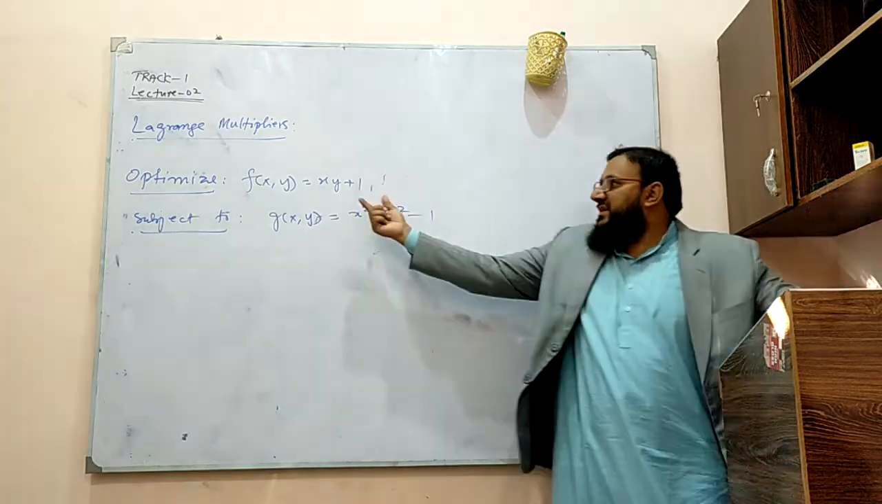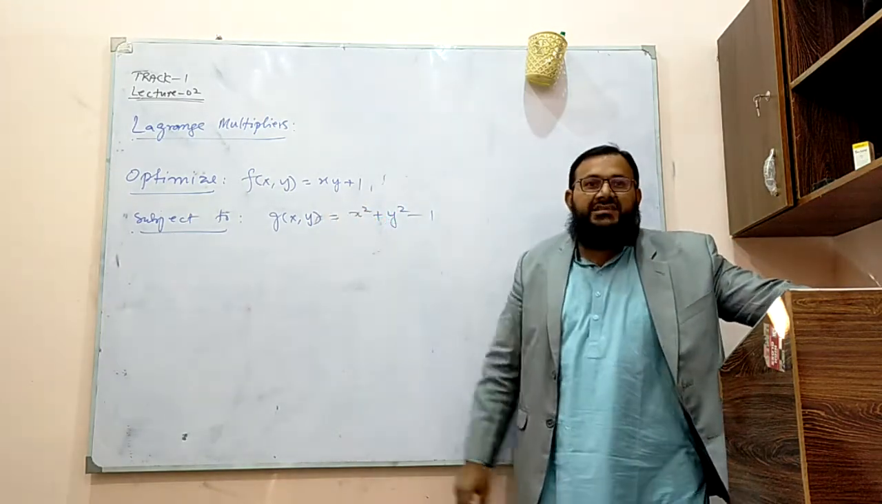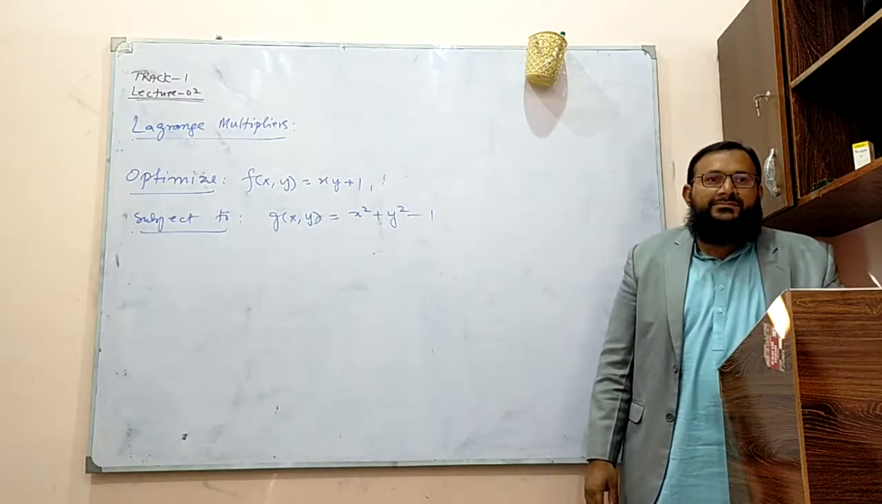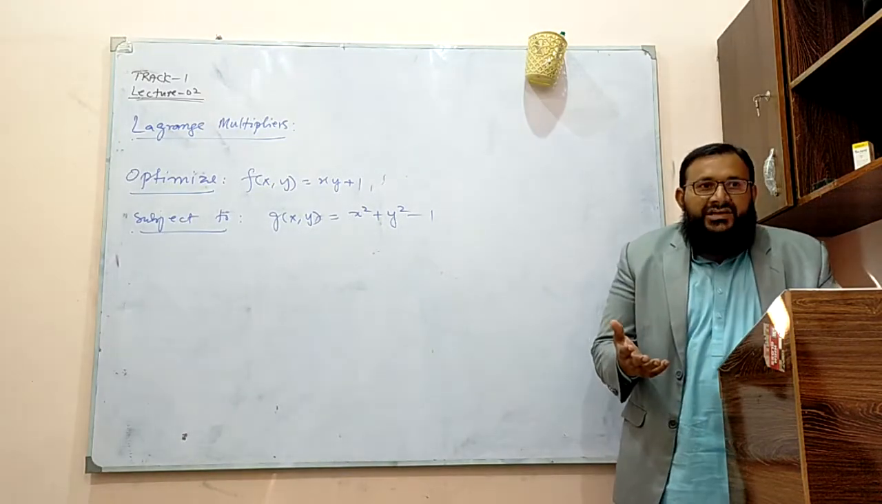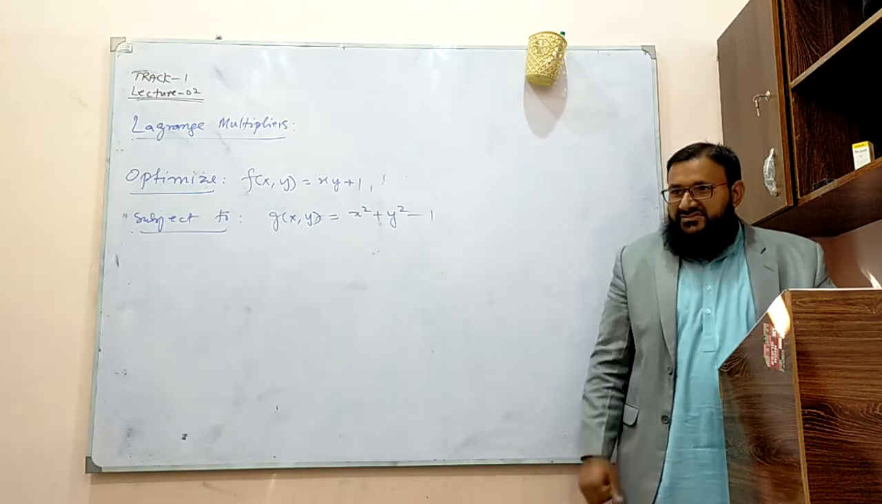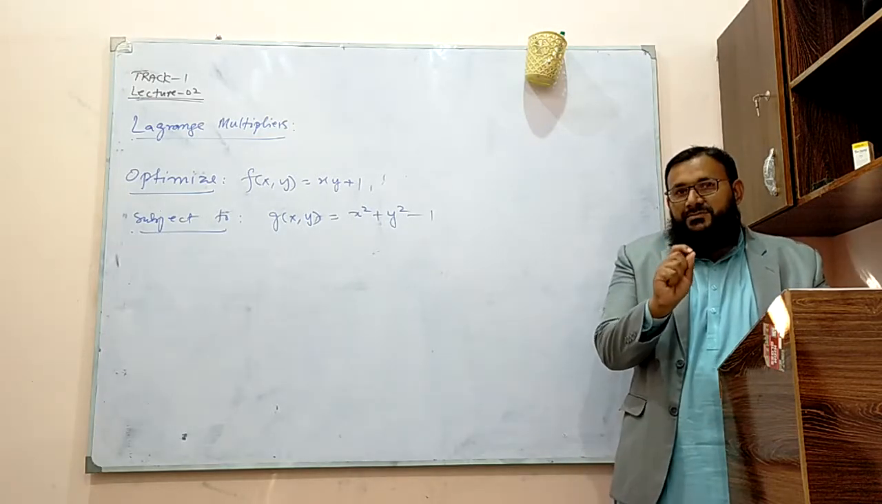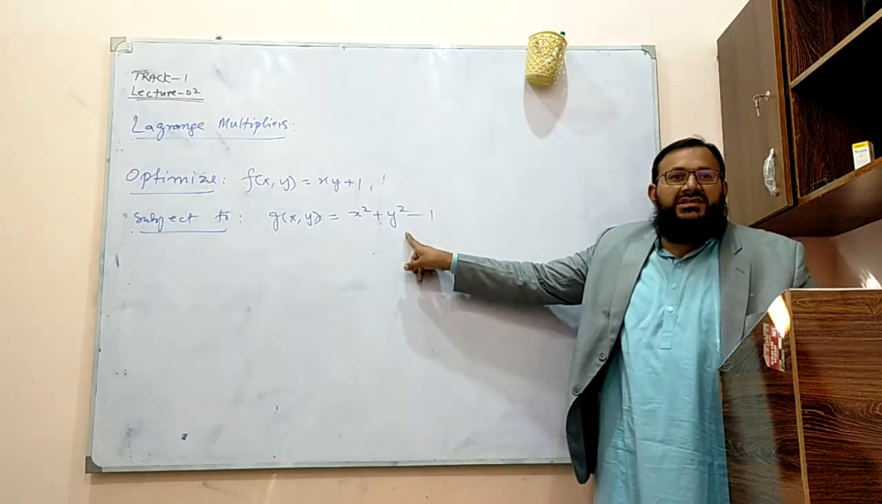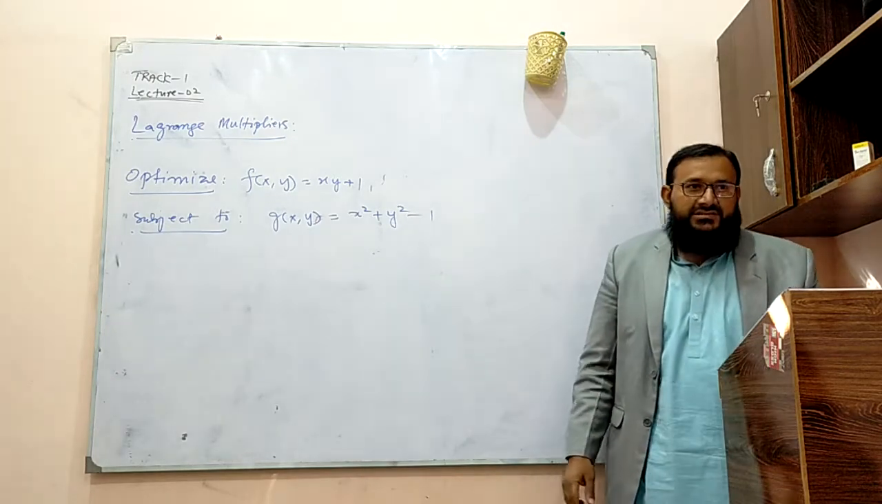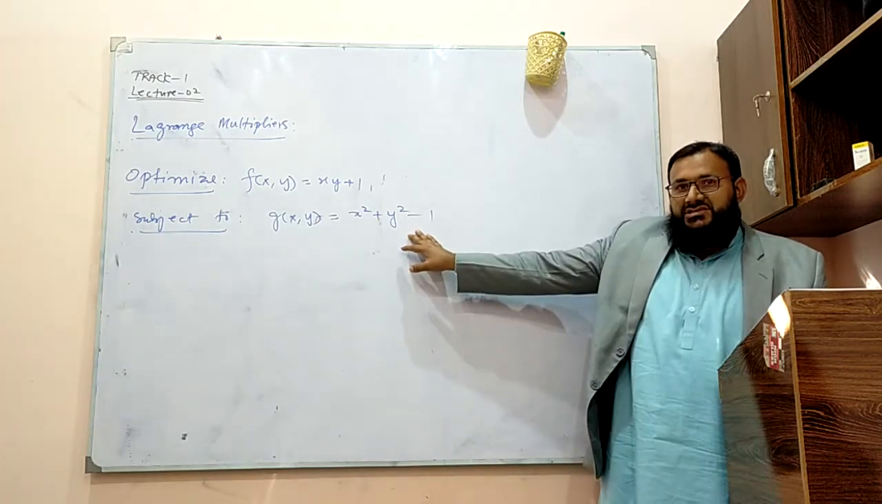You know very well, if I put different values of x and y, I will get more and more greater values or some very small values. But I have to find the maximum which lies on this surface and the minimum which lies on this surface. So this is a particular constraint.